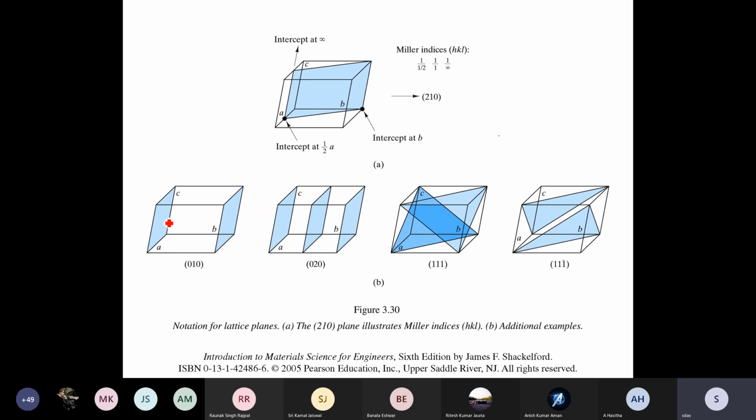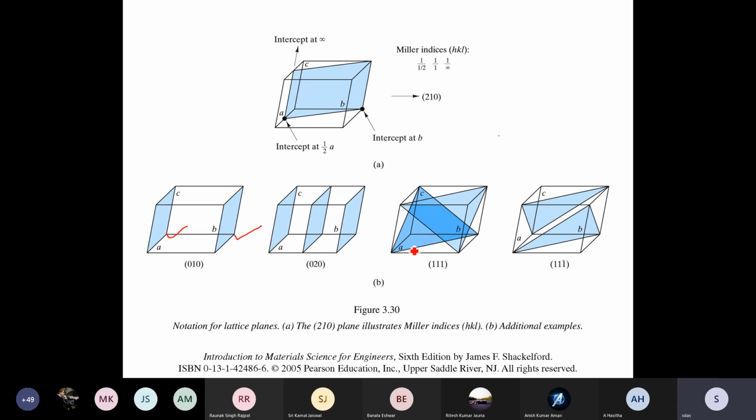Look at 0, 1, 0 and the symmetrically related 0, bar 1, 0 planes, which are identical planes. You can move the origin from here to here, you'll get the same plane. This is 0, 2, 0.